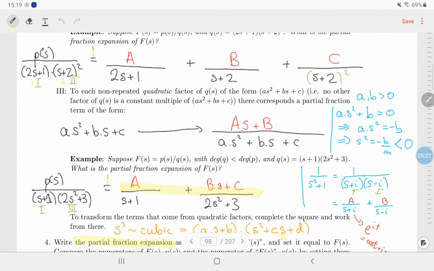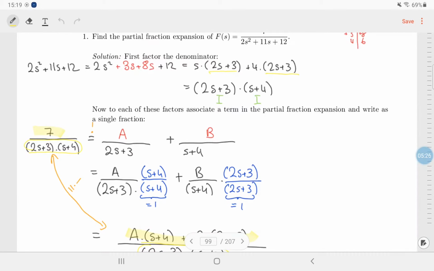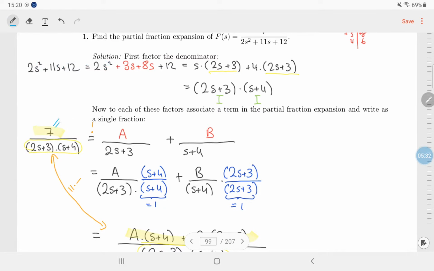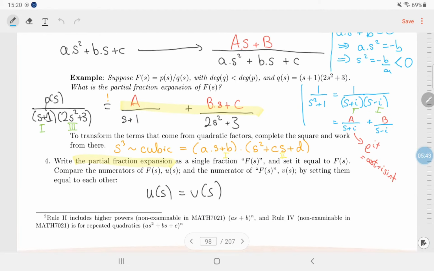Now in terms of the notation in the previous section, just to wrap everything up. So the U of S is the top of this thing. So in terms of the notation of what we were looking at, the 7 is the U of S. And then this is the V of S. And what we want to do is set these two things equal to each other. So that's what we've done on the bottom of this page.